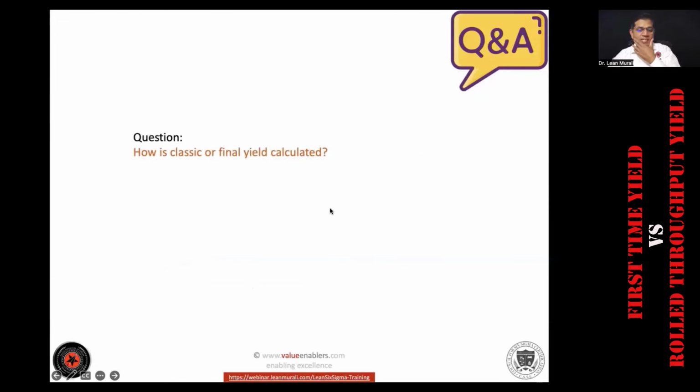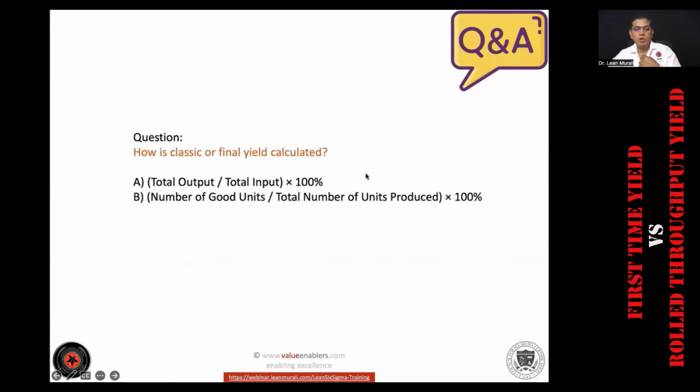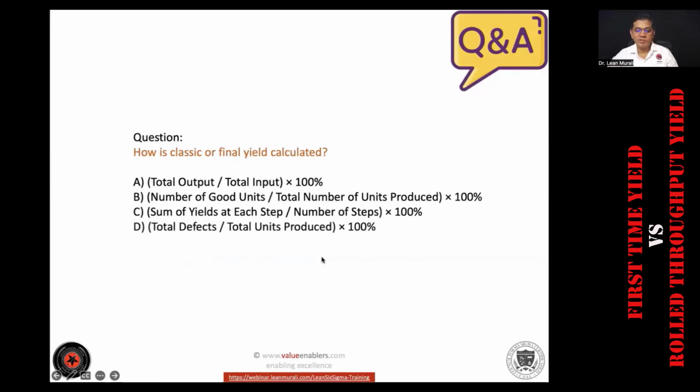How is classic or final yield calculated? Classic and final yield are the same, okay? Total output by total input. Number of good units divided by total number of units produced into 100. Sum of yield at each step divided by number of steps into 100. Total defects by total units produced.